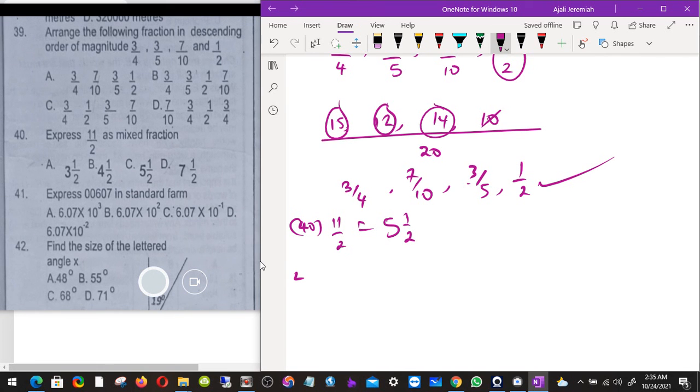Number 41, express 0.0607 in standard form. You know standard form, this point has to be after the first significant number. So this point has to move here. So let's see how many times it moves. 1, 2. So that's 6.07 times 10 raised to the power minus 2. It moves 2 times.